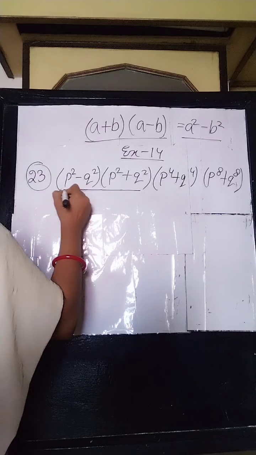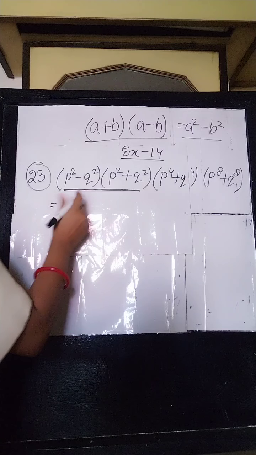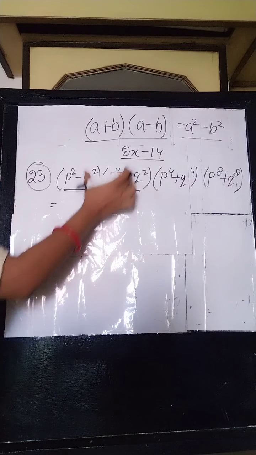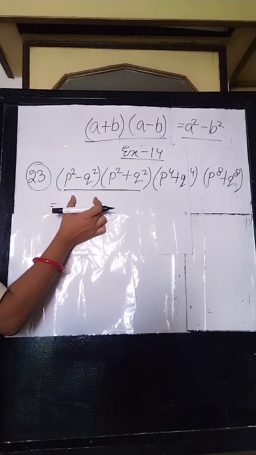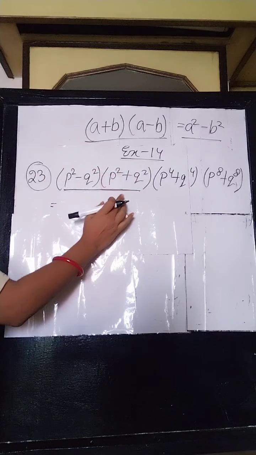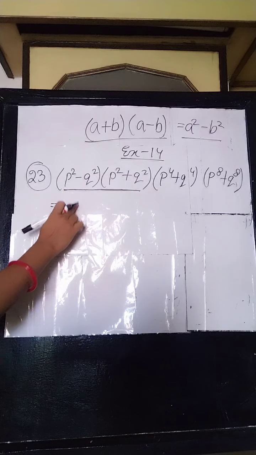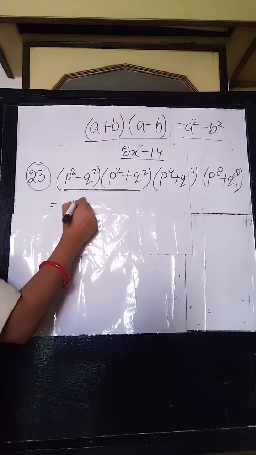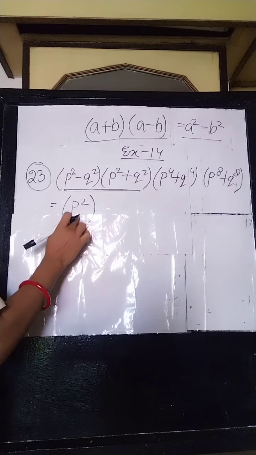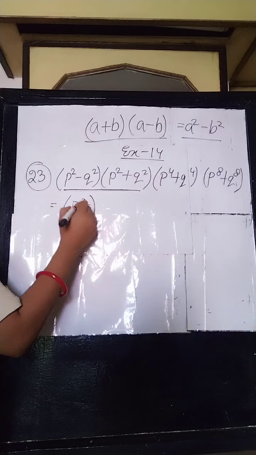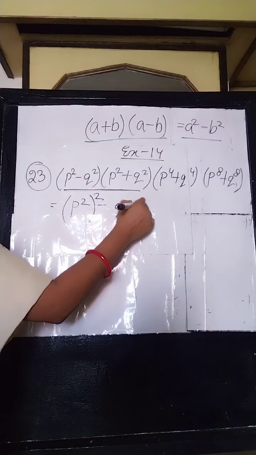As I have told you in the earlier video also, first we will deal with the first two terms given. As you can see, we can relate this sum with the formula (a plus b) into (a minus b). This is the product of the sum of two terms and the subtraction of two terms. So here a means p square and b means q square, and we write a square minus b square as (p square) whole square minus (q square) whole square.